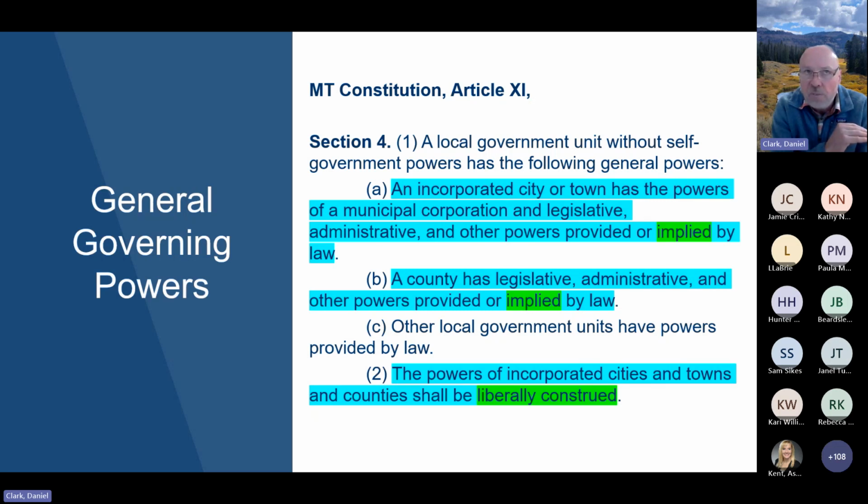And so if the legislature hasn't granted a specific authority or a specific power to a city or a county, then they can't exercise that power. If there's a need in the community that exists, but the legislature hasn't given them the power to address that need, then that need goes unsatisfied. Okay, that's general governing powers. So it's really whatever the law allows us to do is what we can do.